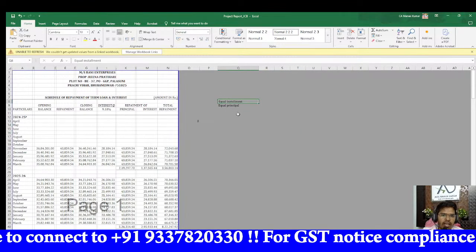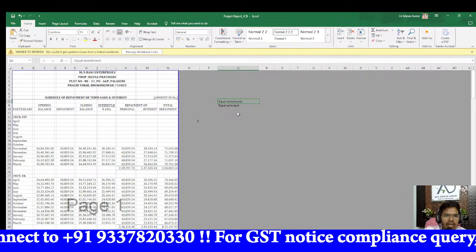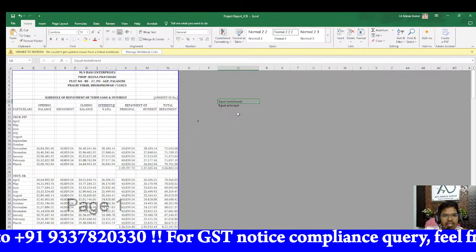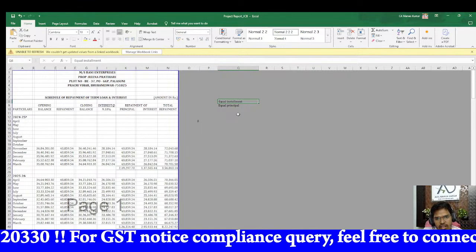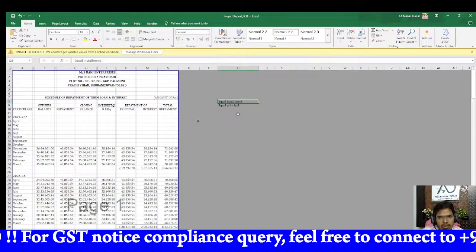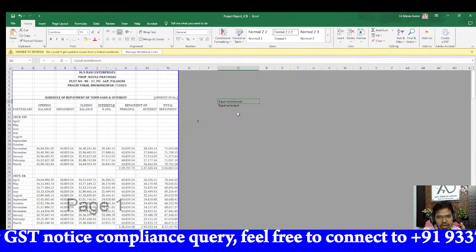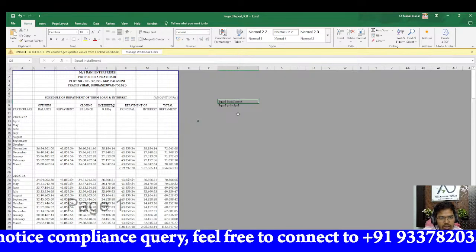Equal installments: you have to set an EMI amount which will remain the same over the period of your term loan. For example, if my installment will be 35,000, then it will be 35,000 over the period of time.